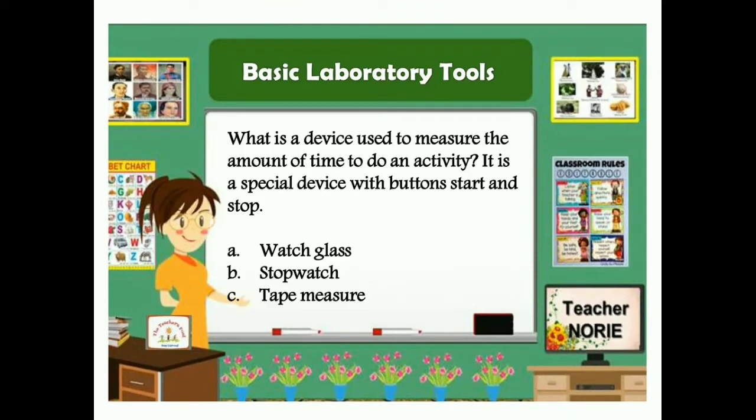What is a device used to measure the amount of time to do an activity? It is a special device with buttons start and stop. A. Watch glass. B. Stopwatch. C. Tape measure.